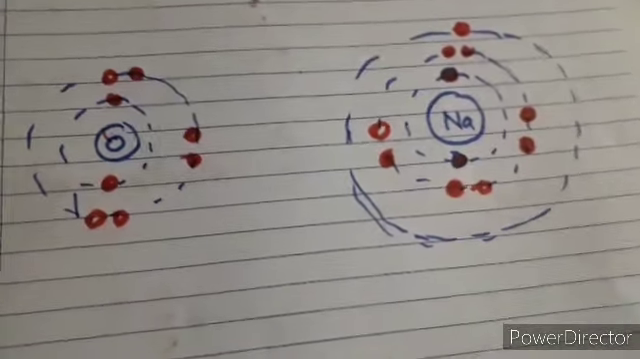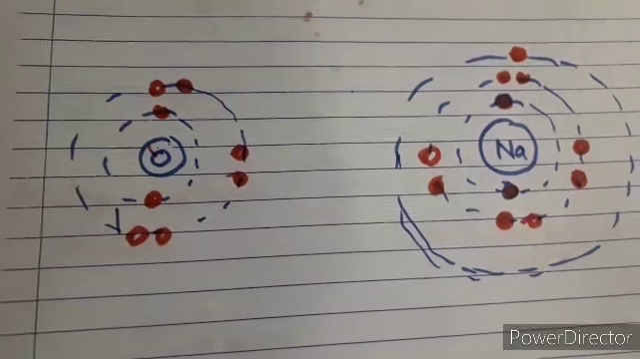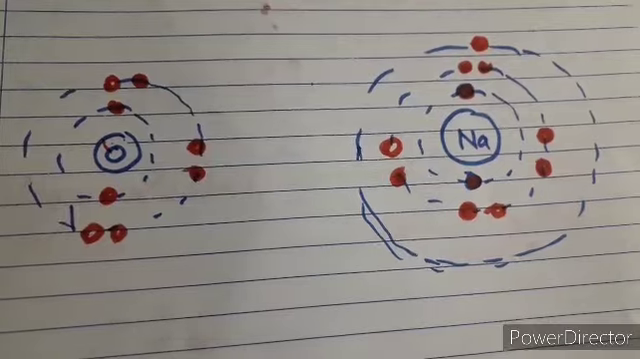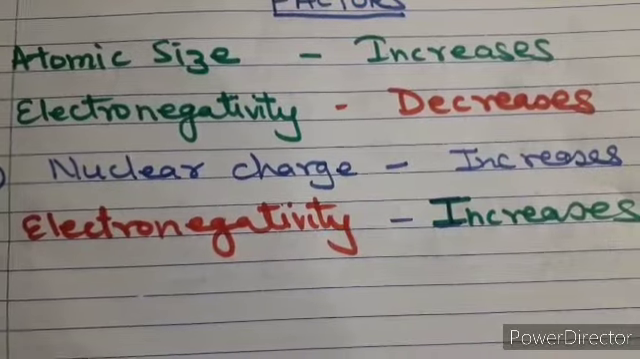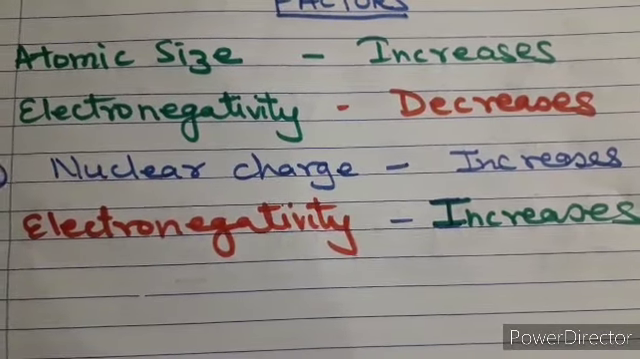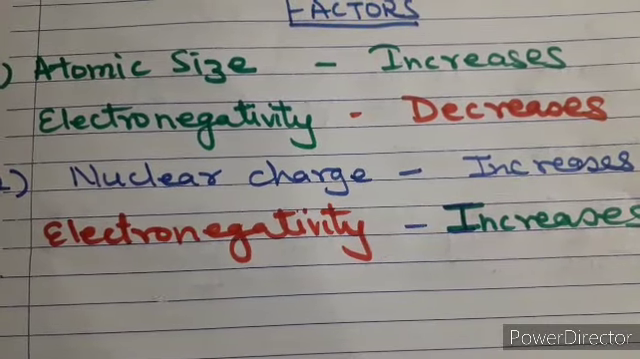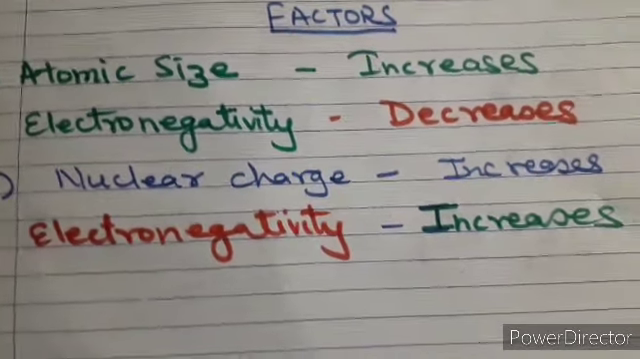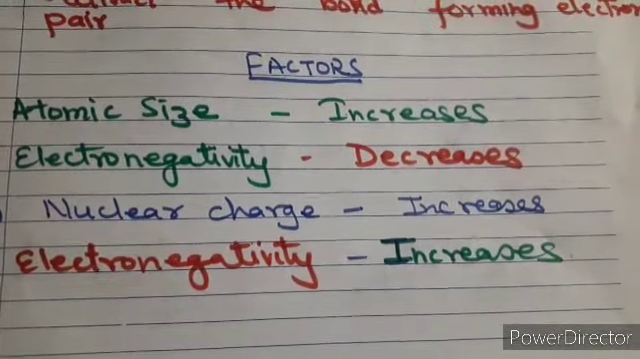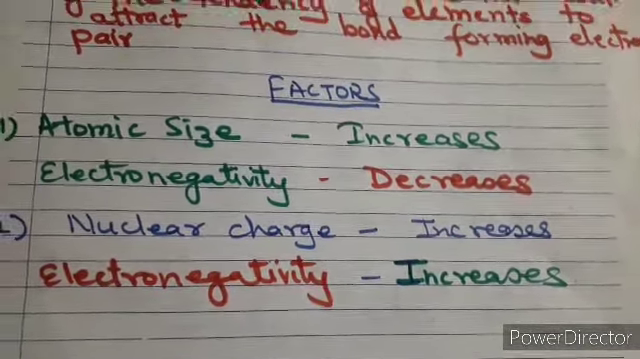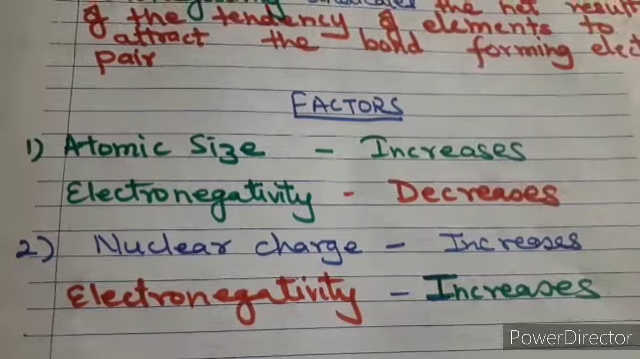Now the next factor we have to focus on is nuclear charge. When nuclear charge is more, the electronegativity also increases. It is the same concept: the more the positive charge on the nucleus, the more the force of attraction exerted by the nucleus on the electrons present in the outermost orbit. The greater the nuclear charge, the greater the tendency of accepting electrons.